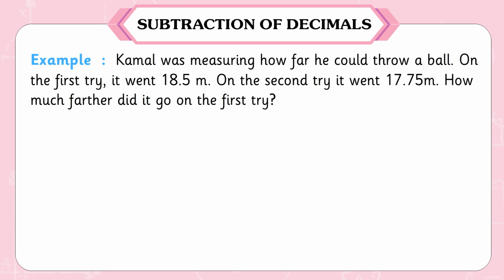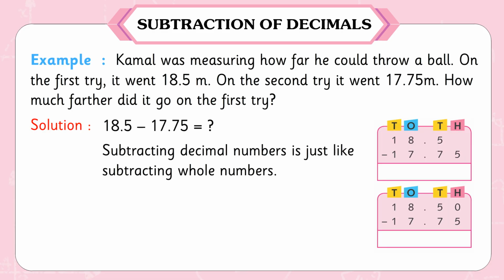Subtraction of decimals. Kamal was measuring how far he could throw a ball. On the first try, it went 18.5 meters. On the second try, it went 17.75 meters. How much farther did it go on the first try? Solution. 18.5 minus 17.75 is equal to what?